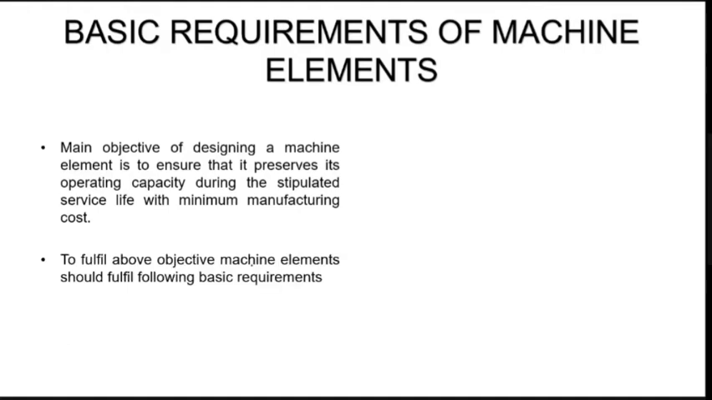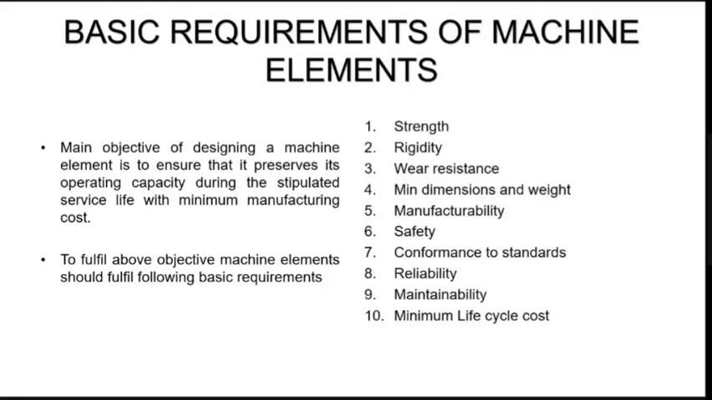To fulfill the above objectives, the machine element should fulfill the following basic requirements. What are the basic requirements? I will not go into the detail, just try to understand. Strength, the first and important one. What do you understand by strength? The machine part should not fail under the effect of the forces acting on it. It should have sufficient strength to avoid failure. We will discuss the different types of failure, like fracture failure or failure due to general yielding. So this is nothing but strength. It should have sufficient strength to avoid the failures.